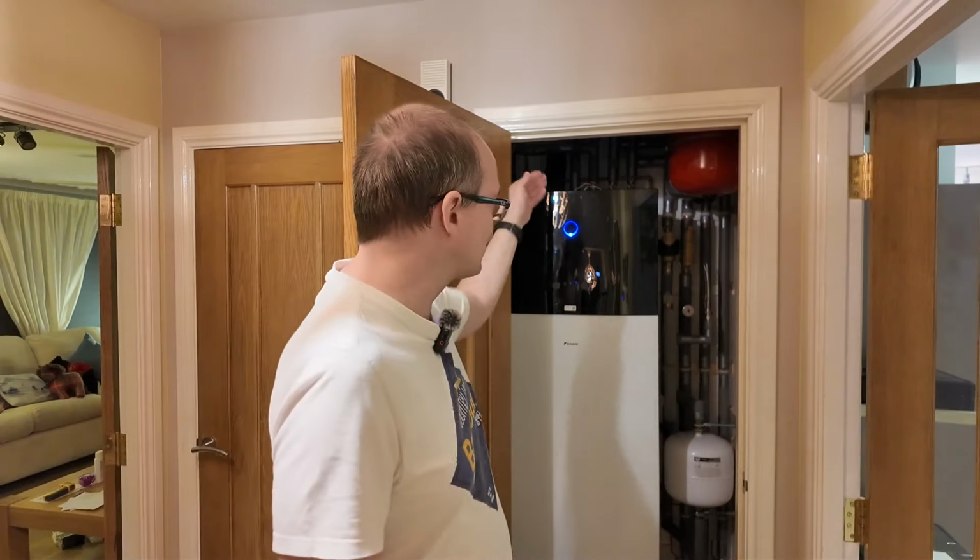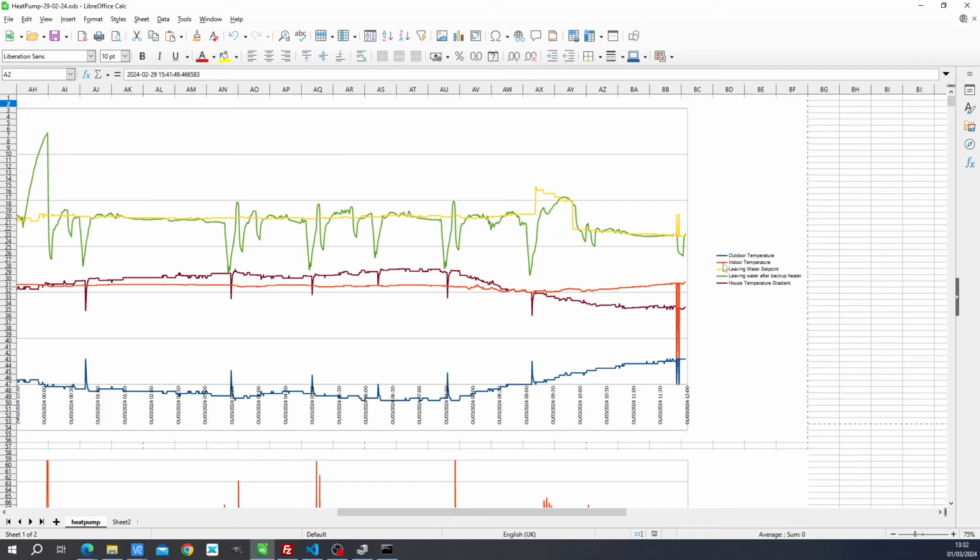So in the previous video, we were using an ESP32 wired up to our heat pump in order to extract useful data which can be used to determine how well our heat pump is performing. We're going to continue with the data analysis in this video. And what do we have here? Outdoor temperature, this line here.